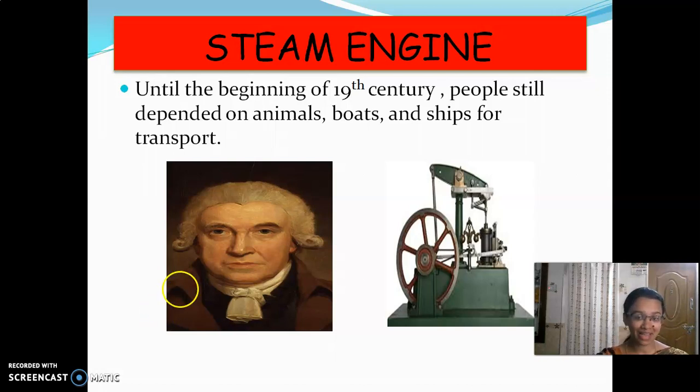And then what came? Steam engine. Yes, who is this?